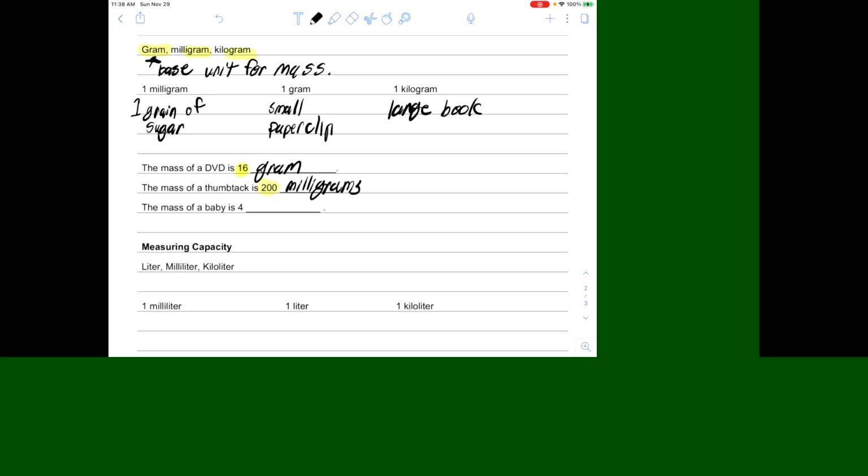And then the mass of a baby is 4. All right, so 4 grains of sugar, 4 paper clips, or 4 books. In this case, books definitely makes the most sense. 4 grains of sugar or 4 paper clips, that's way too small for a baby. So we're going to say that this is kilograms. Okay? And that is for measuring mass.